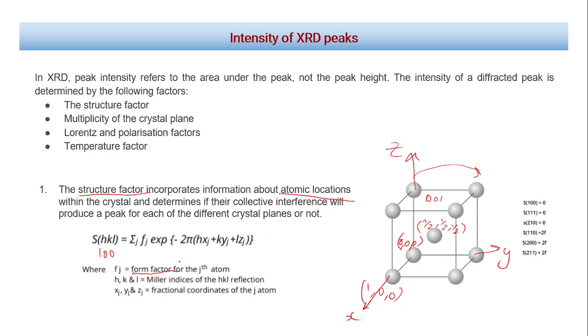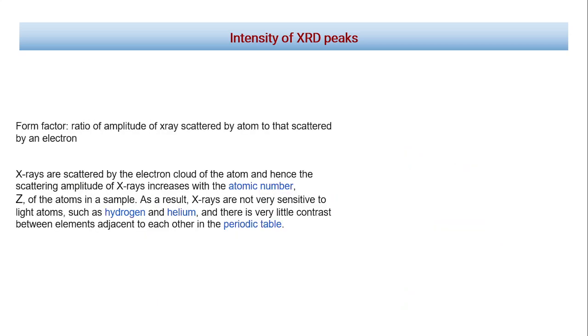So these are the things. Then form factor. What we mean by form factor is the ratio of amplitude. Form factor is defined as the ratio of amplitude of X-ray which is scattered by the atom on our crystal plane.